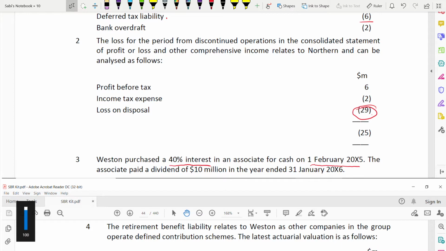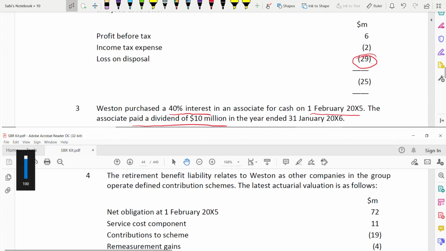The associate paid a dividend of 10 million in the year. How much did the associate pay? It paid a dividend of 10 million. All these are needed for your cash generated from operations. That's why it's given in different bullet points. Okay. And in the year ended 31st Jan 2006. Okay, exactly 1 year back.